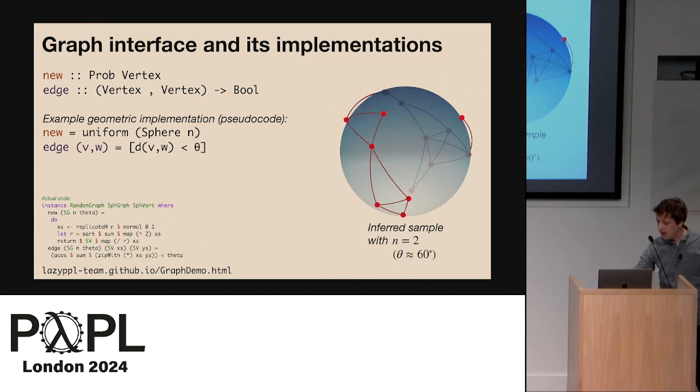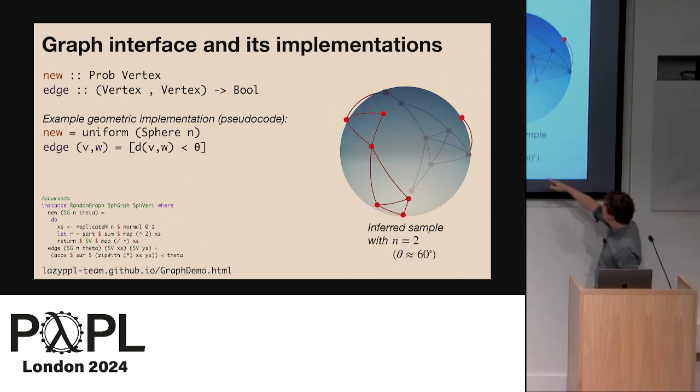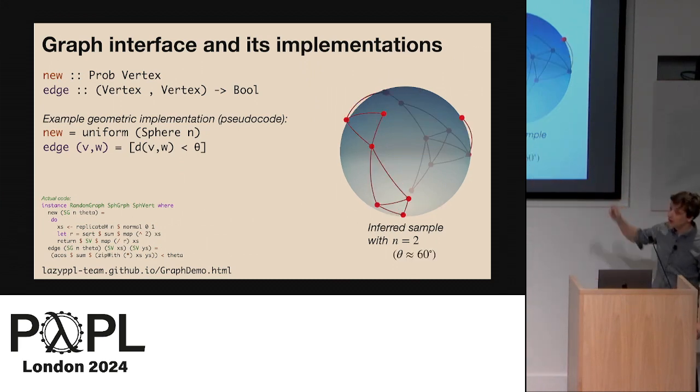And what you saw earlier was an inference problem, and we inferred that theta is about 60 degrees for this particular graph. Okay, so that's one implementation. But probably looking at this, you can imagine other implementations of this interface that would be quite useful. For example, other shapes, not just a sphere, maybe a torus or a cube or a tetrahedron or something more wacky, right?